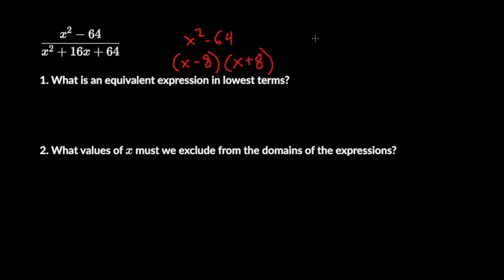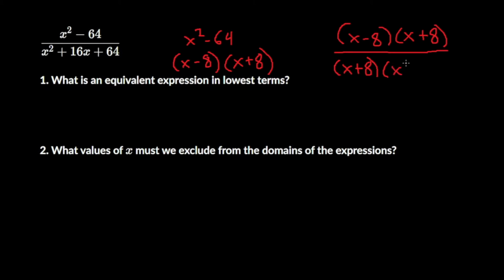What about the denominator? Two numbers that multiply to 64 but add to 16. That should be pretty easy. That's just going to be 8 and 8. So let's rewrite it all over again. x plus 8 over x plus 8, x plus 8.